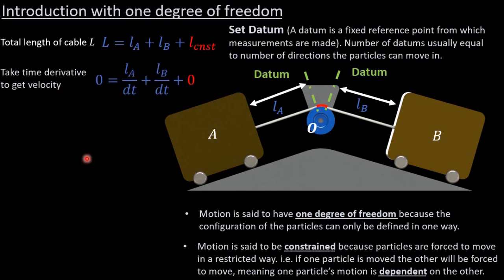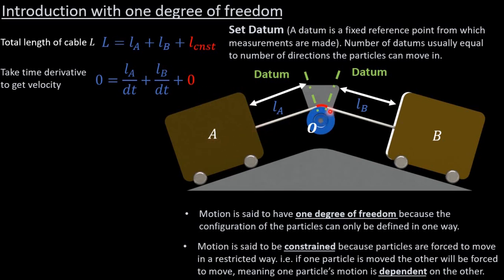So if I do that for L, I'm going to get 0, because the length of the rope, the entire length of the rope, isn't changing with time. So that length doesn't change with time, so if we took its time derivative, we'd get 0. L sub A does change with time, so we can write dL sub A by dt, because this length here can change. So if I move this down, the length is going to get shorter, and if I moved particle A down, this length is going to get longer.